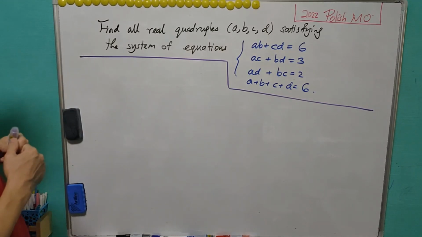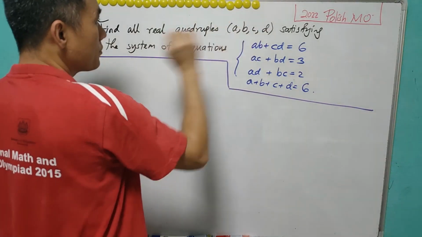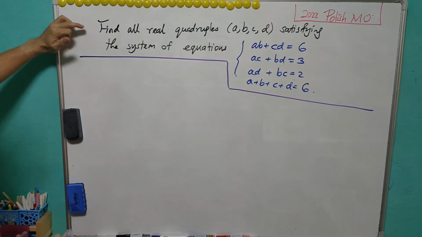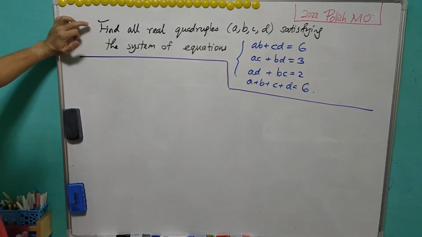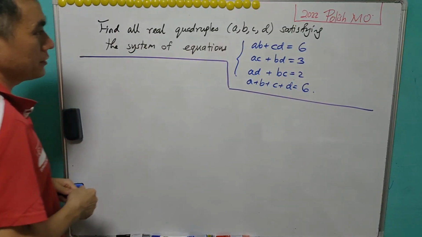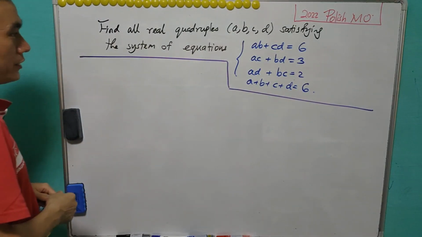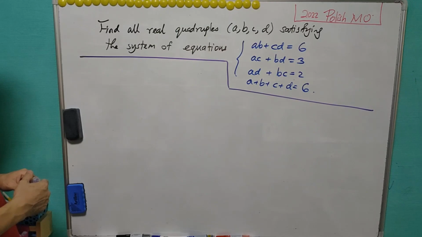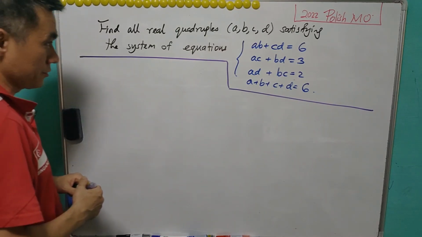Today we are going to discuss this question from the 2022 Polish Math Olympiad. We are asked to find all real quadruples (A, B, C, D) satisfying the system of equations: AB + CD = 6, AC + BD = 3, AD + BC = 2, and A + B + C + D = 6.